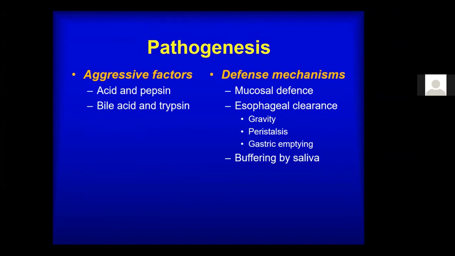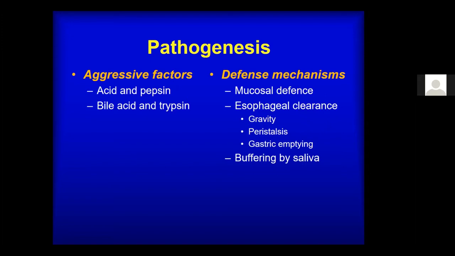The acid and pepsin, and sometimes even the bile acid and trypsin, are coming if there is a reflux at the pyloric area. How is the mucosa defending itself, or the esophagus? First, the mucosal defense with the prostaglandins and so on. The second is the esophageal clearance, and that's very important because when the esophagus moves and does real peristalsis, there is a clearance. So whenever there is acid in the lower part of the esophagus, it pushes back with these waves, and that pushes the acid back to the stomach.